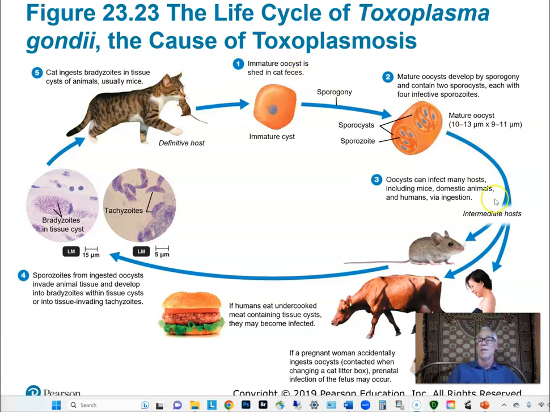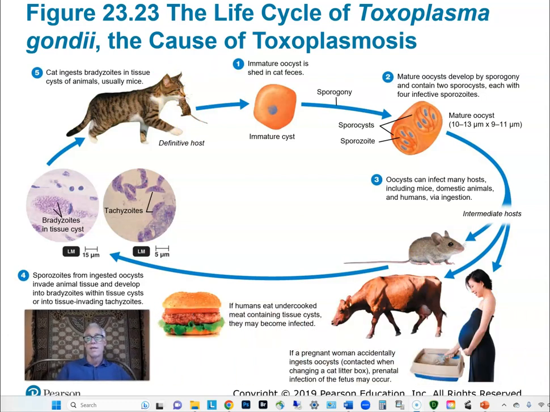They mature and get into the intermediate host, which is mice, or they may be picked up by cows. They're a dead-end host, but they can harbor the cysts, which humans can eat and get disease from that method, or can get exposed to cat feces and get the disease. Here's a nice woman cleaning her cat box, and if she's not careful, she's going to expose herself to the oocysts in the cat feces.